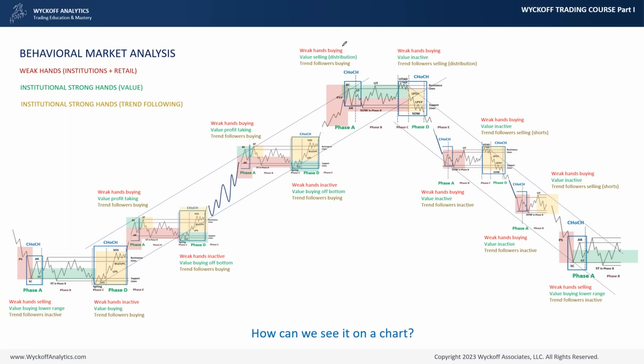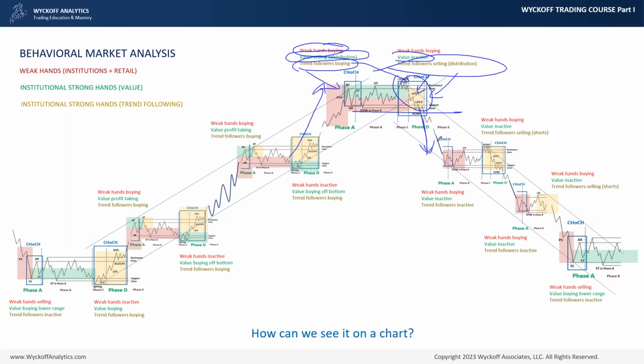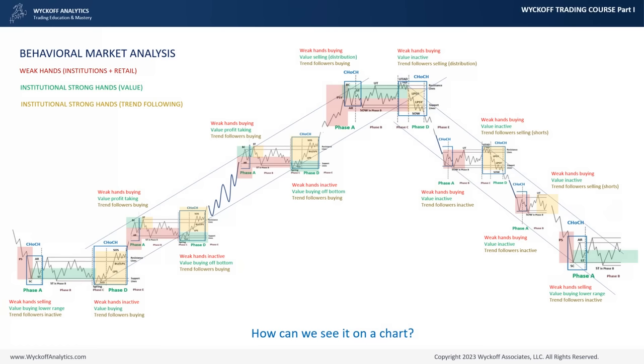Into the distributional formation, we see how weak hands are excited because they've been making profits on the way up, and they're still buyers, whereas the value investors are already selling into the excitement of weak hands. Trend followers are still buyers, but they're going to switch to selling in this area right here. By that time, value investors are already inactive and out of the position. Institutional trend followers will be sellers on the way down, and that's what produces those big breaks to the downside with a lot of volume signature. Whereas the weak hands will be buyers in the trading range, hoping that the price will recover, and recover fast enough after the initial breakdown. And again, this is going to be repeating over and over again.